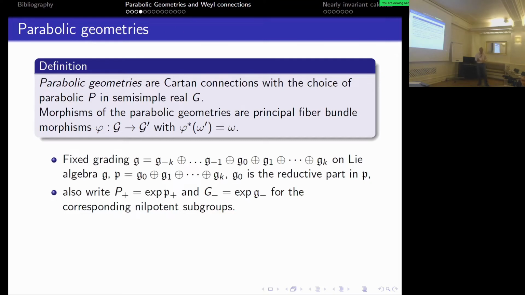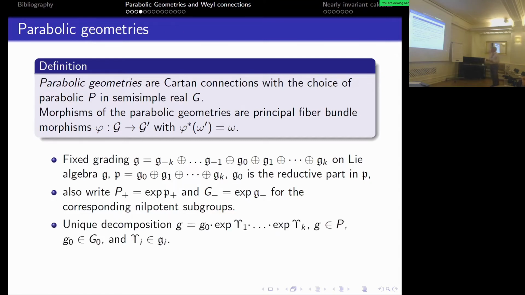But in general you shouldn't. So here it's something similar, and of course because P plus is the nilpotent radical, it's the exponential image of p plus, and the same, G minus would be the exponential image of g minus, and for the elements in P, we always have a unique decomposition of this kind, where we just write it as G0 times exp Z.